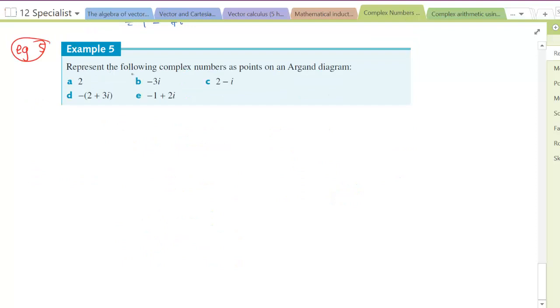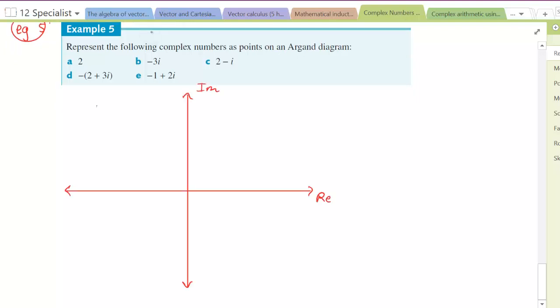Okay, so in this example we're looking to represent the following complex numbers as points on an Argand diagram. So if I draw one plane, then I can put each of these on. So this first one, 2, is just 2 in the real direction. So here's our value of 2. And so as a coordinate, it would be 2 in the real and 0 in the imaginary. And so we can represent it using a line. And there we have, on the Argand diagram, 2.